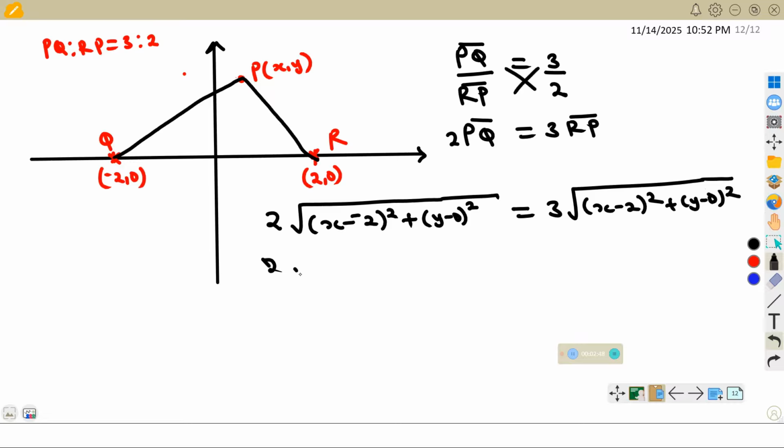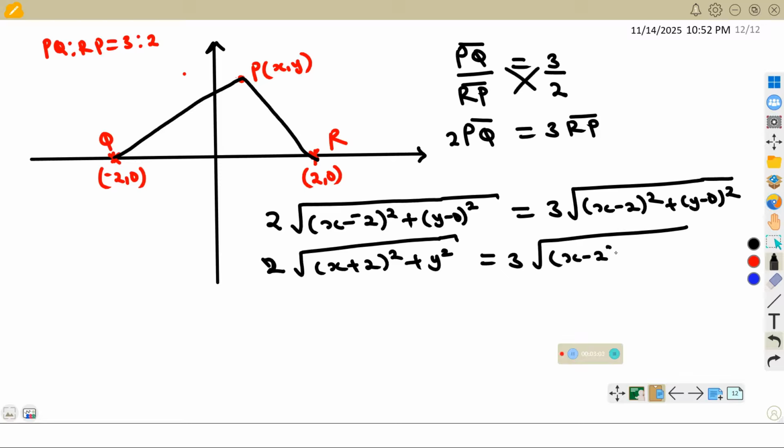So this will be the same as 2 square root of (x plus 2) squared plus y squared, which is equal to 3 square root of (x minus 2) squared plus y squared. So I want to get rid of these square roots, and I will do so by squaring on both sides, to eliminate the square root signs. So I will have this as 4, I will square this, then have this one also.